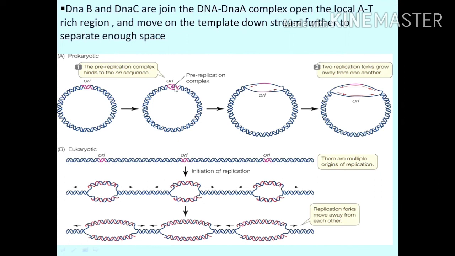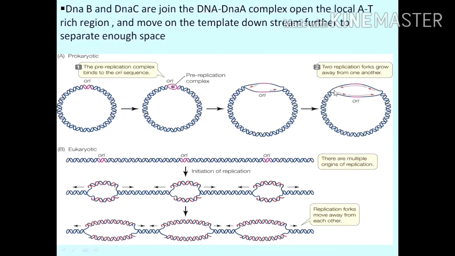Then after DnaB and DnaC are joined together, the DnaB molecule, that is the helicase enzyme, opens the double-stranded DNA by breaking or denaturation process. It forms a replication bubble. This replication bubble at the point of the ORI region will proceed towards both directions. It is a bidirectional replication process. Both sides will proceed with replication up to the terminus region.